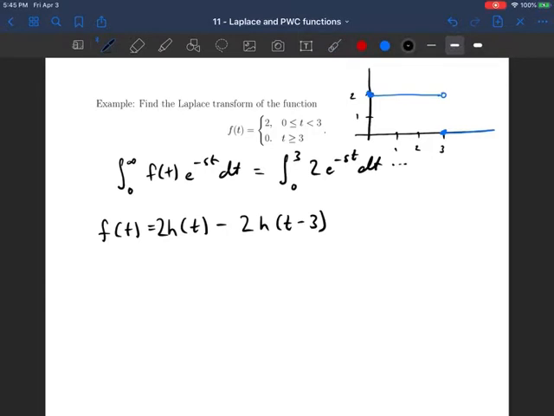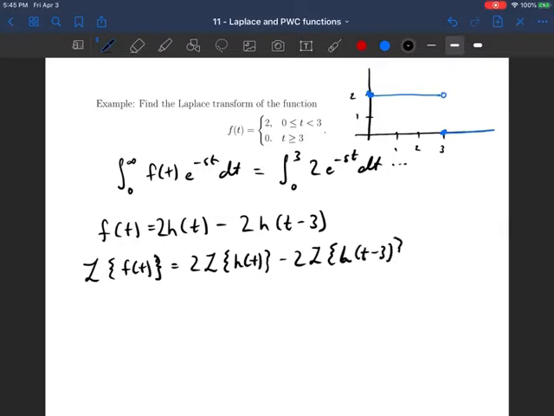And then beyond 3, it's going to be 2 times 1 minus 2 times 1. So 0. That works out exactly the way we want it to. So, therefore, the Laplace transform of f of t will be equal to 2 times the Laplace transform of h of t minus 2 times the Laplace transform of h of t minus 3. And that will be, therefore, 2 over s minus 2e to the minus 3s over s.